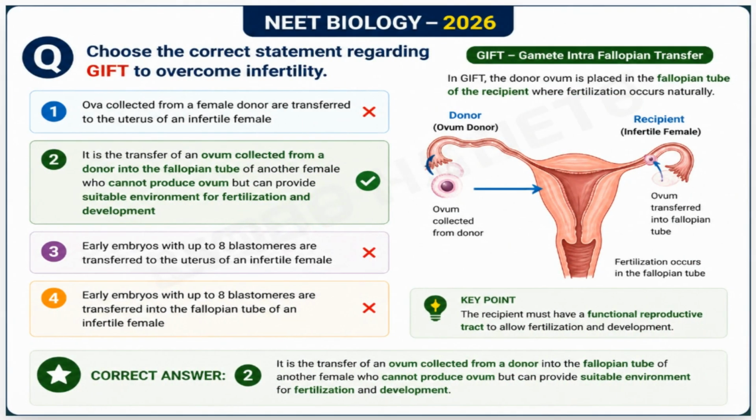Choose the correct statement regarding GIFT to overcome infertility. GIFT is the transfer of an ovum collected from a donor into the fallopian tube of another female who cannot produce ovum but can provide a suitable environment for fertilization and development.